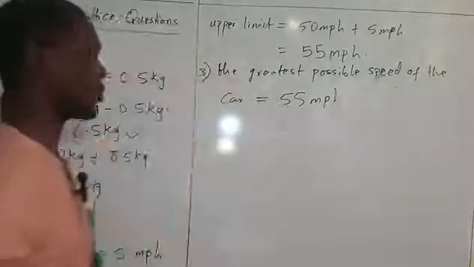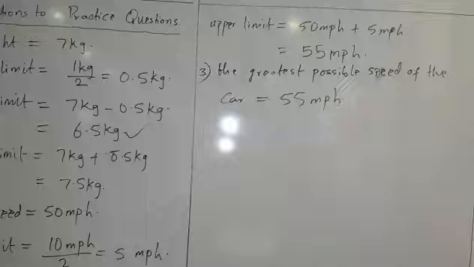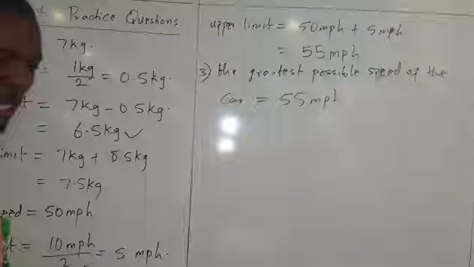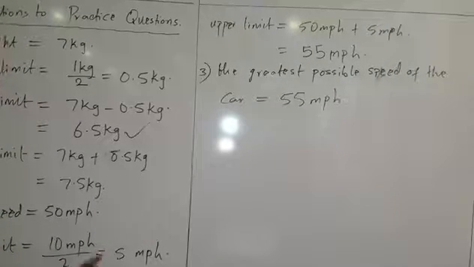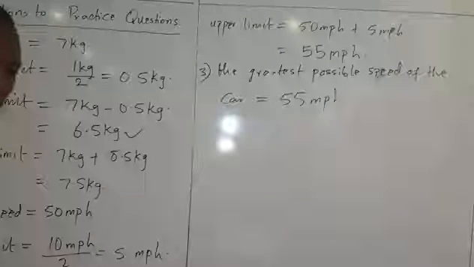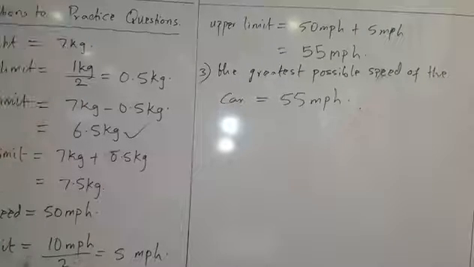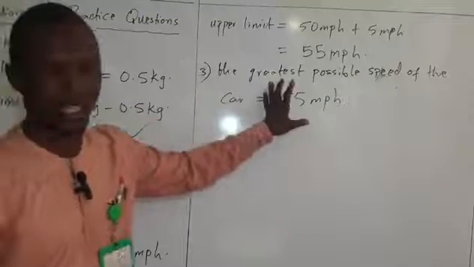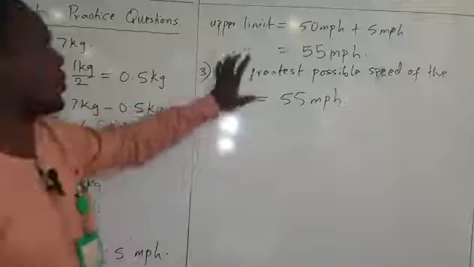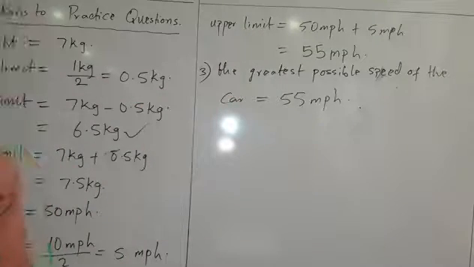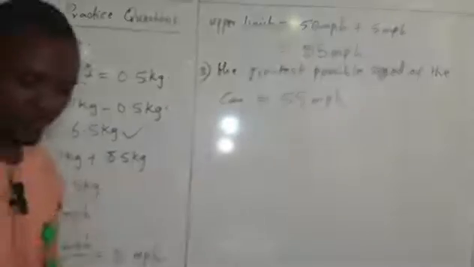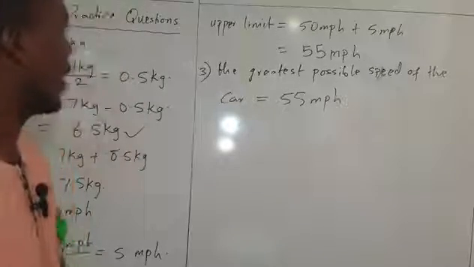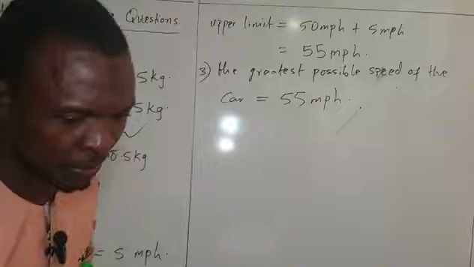I think this one is clear to us, because if you check question number 2 and question number 3, we have the same information but a different question. In number 2 we are asked to find the least, and in question number 3 we are asked to find the greatest possible, which is also known as the upper limit of the speed of the car. That is question number 3. Then number 4.